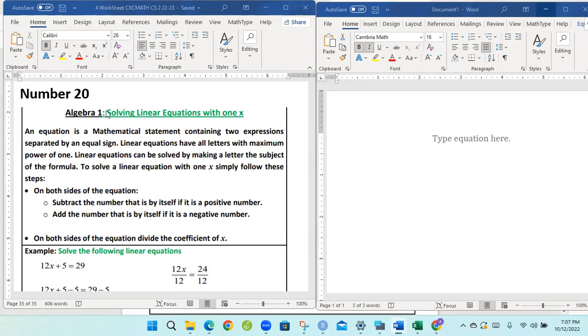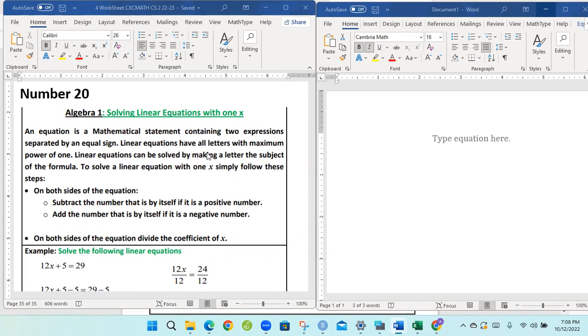Algebra 1, solving linear equations with 1x. An equation is a mathematical statement containing two expressions separated by an equal sign. Actually, if you take a careful look at the word equation, the root word of it is equal, E-Q-U-A. So an equation must have an equal sign and two expressions, one on the left, one on the right.